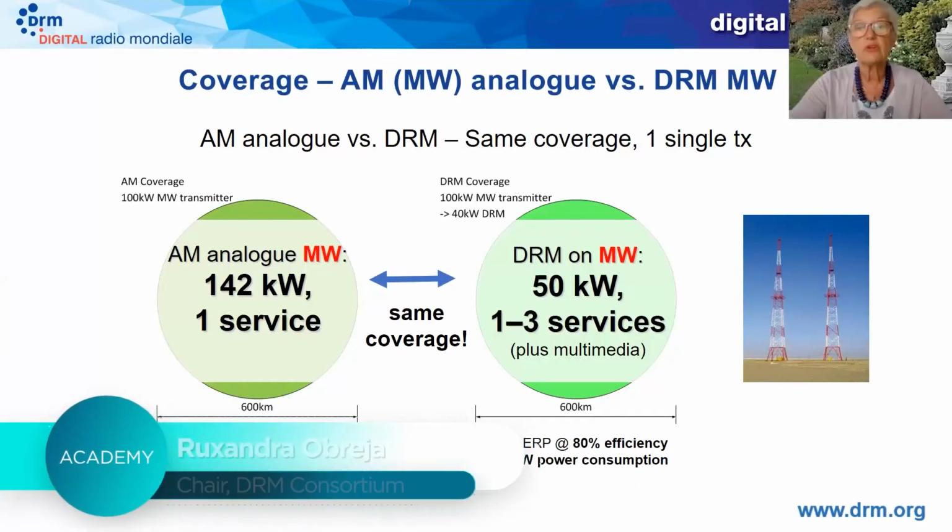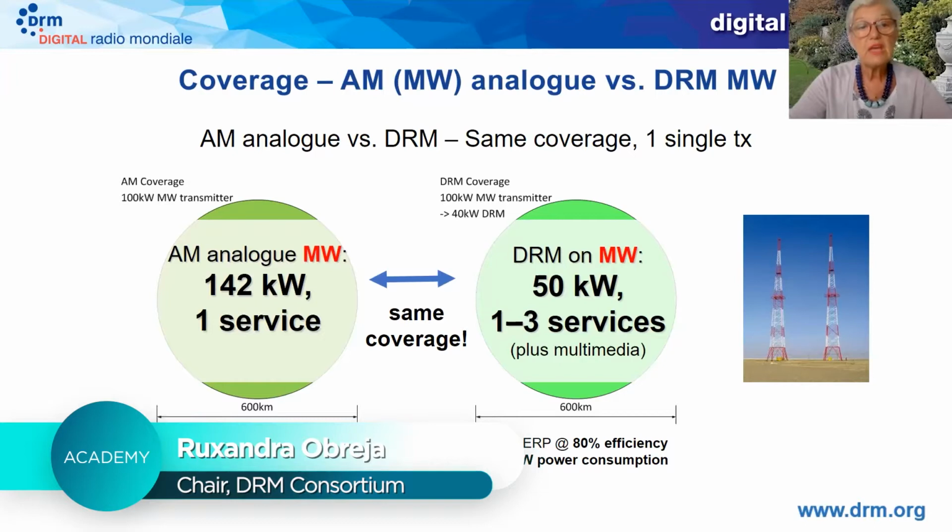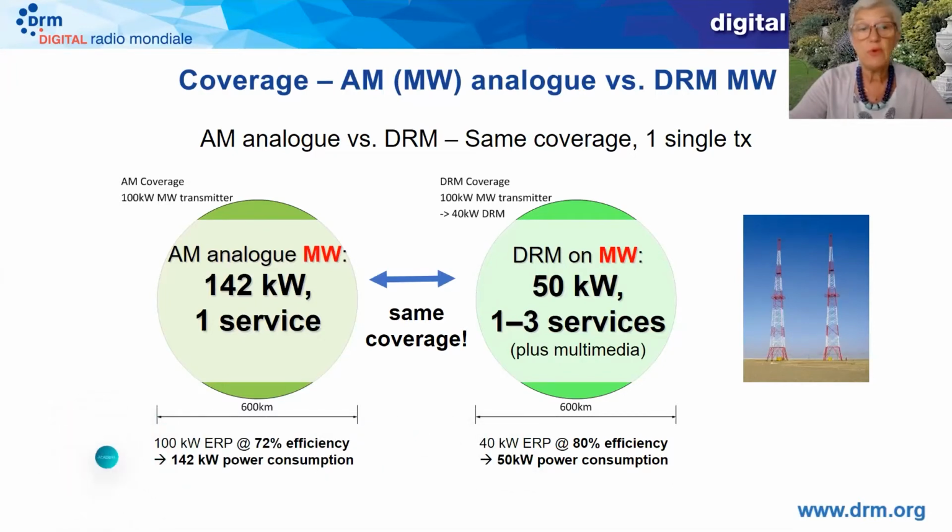I'll give you just an example. This is not in shortwave, but in medium wave. In analog, let's assume we have a 100 kilowatt medium wave transmitter, one service, one program, and the efficiency of this is about 72%. And the power this transmitter consumes is 142 kilowatt.